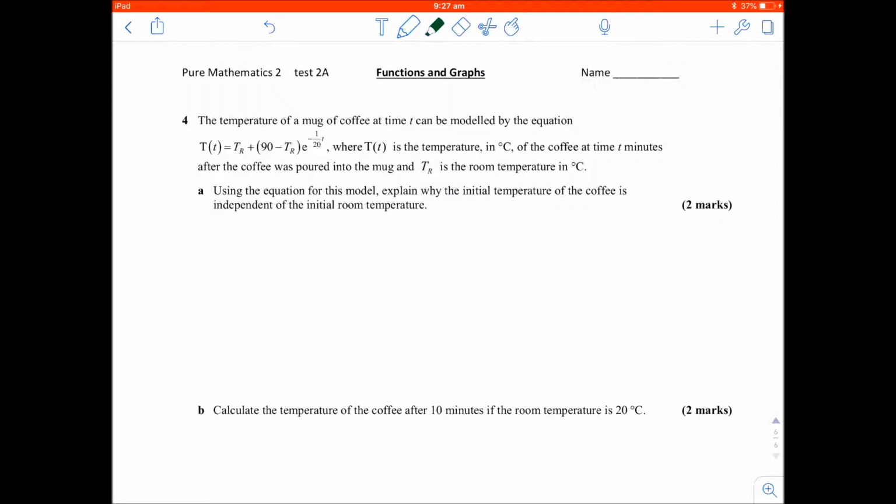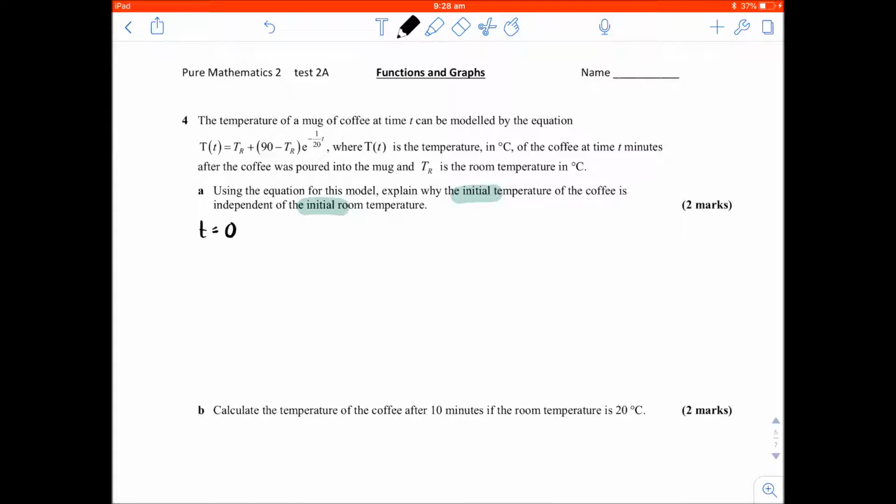So the first part says, using the equation for this model, explain why the initial temperature of the coffee is independent from the initial room temperature. Now, the key thing we've got here is the word initial in both. The word initial means at the time when t is equal to 0. So no minutes have passed at the initial temperature.